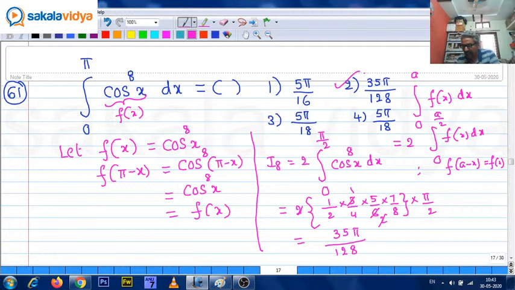Yes, count from 1. When do you count from 1? When n is even. When do you count from 2? When n is odd.